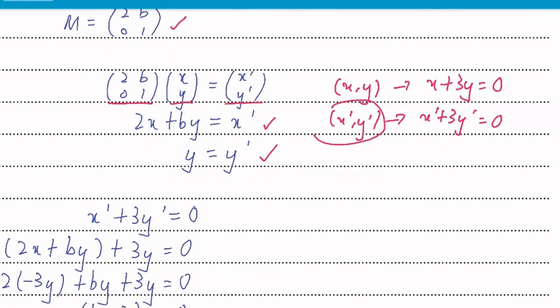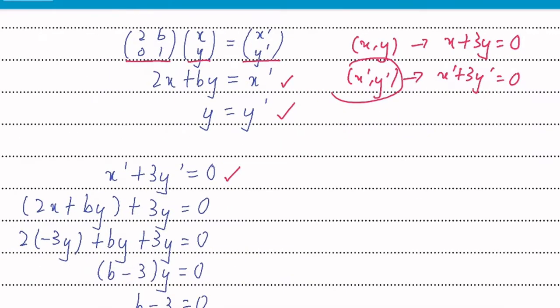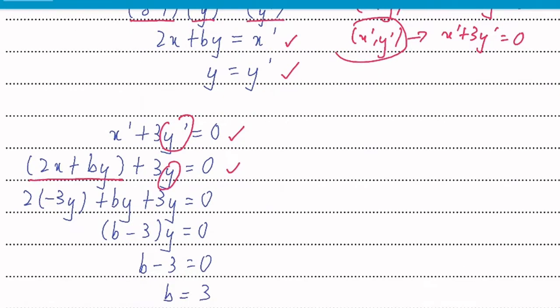So that is where we consider x prime plus 3y prime equals 0. From there, we can substitute x prime in, and the y prime is actually in terms of y. Also from the x and the y here, we know that x is equal to negative 3y.